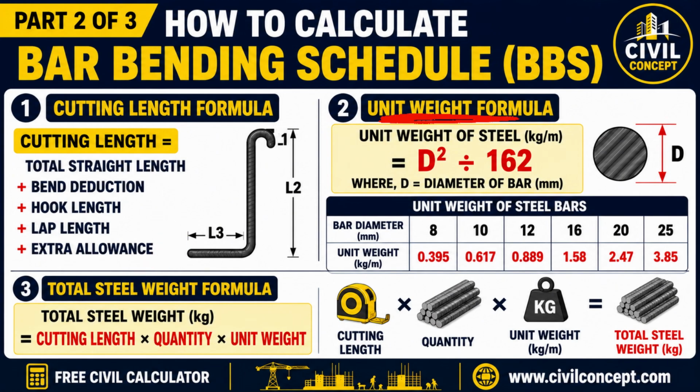Next is the unit weight formula. Unit weight of steel in kilograms per meter is equal to D square divided by 162. Here, D is the diameter of the reinforcement bar in millimeters.